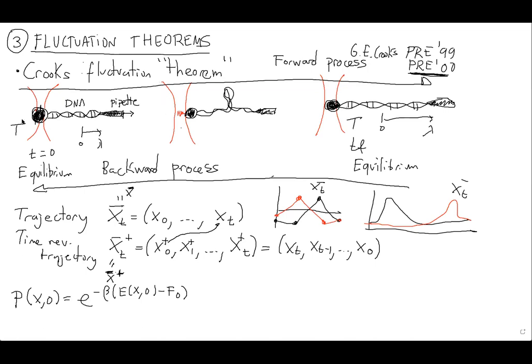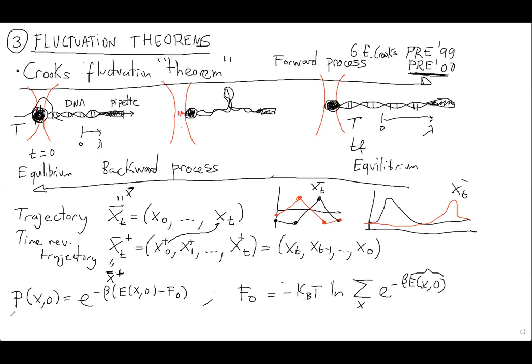Okay, this is the initial distribution. What is the distribution of x at time zero? Here, F zero is nothing but minus kBT log of the partition function. The partition function is just something like this: the sum over x of e to the minus beta E of x at time zero. Remember, I have here E of x zero because the energy, the Hamiltonian, is changing in time. Very important.